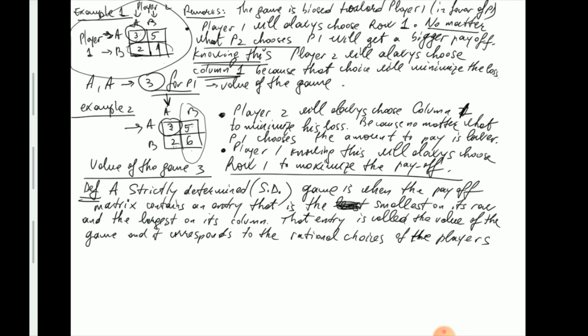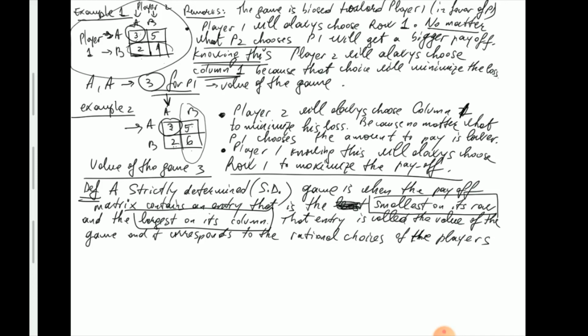The homework is pretty short, it's pretty easy actually. So when you have this question, is the game strictly determined or not, you look at all entries and ask, do I have both of these conditions? Smallest on its row, largest on its column. And that's going to be the value of the game.